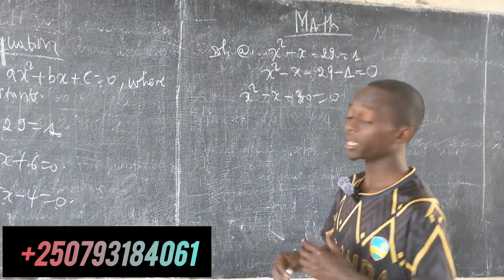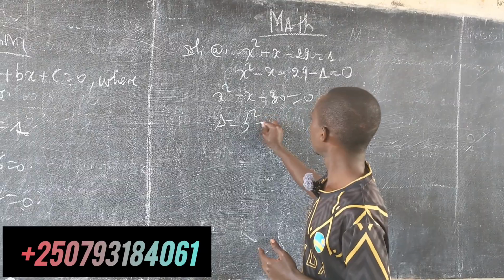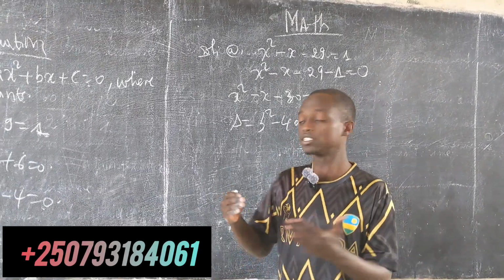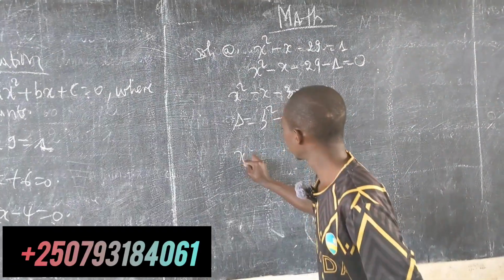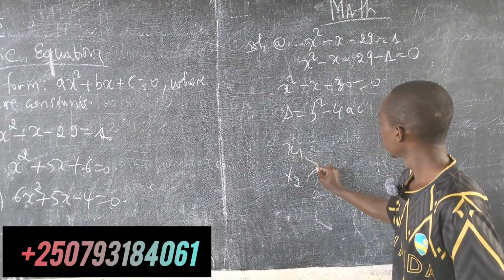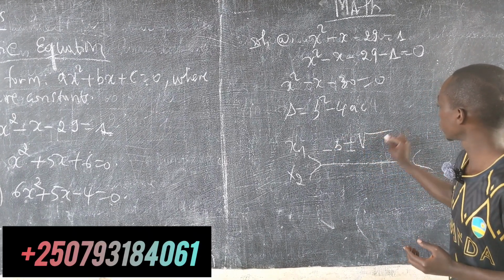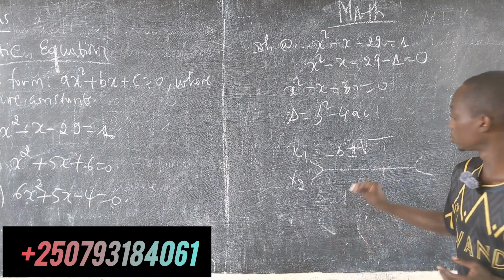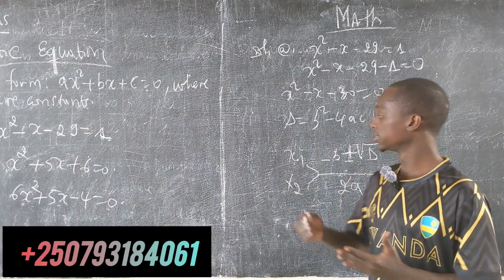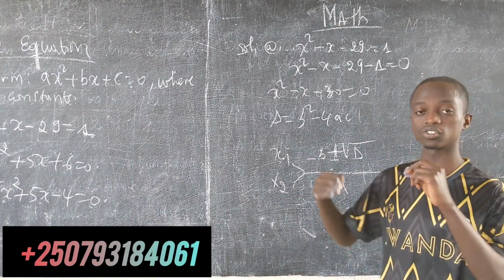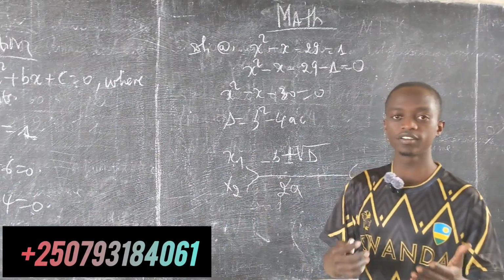So follow me. Many students know the discriminant formula, which is equal to b squared minus 4ac, and they might use it to get the value of x. We say that x1 and x2 will be solved using this formula: minus b plus or minus the square root of the discriminant, over 2 times a. But in this video, I'm going to help you get to know how to solve this type of equation without using this formula or even factorization.